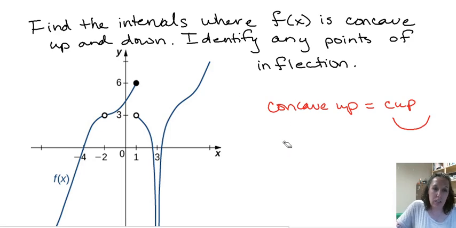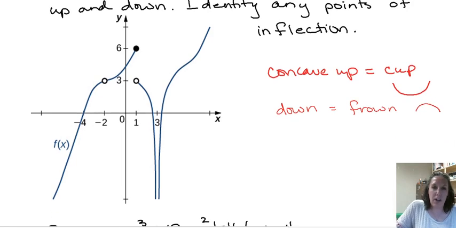Concave down looks like a frown. And so our graph is going to be slowing down. And so if we look at this first graph here, we're identifying where it's concave up and concave down, and then identifying any points of inflection.